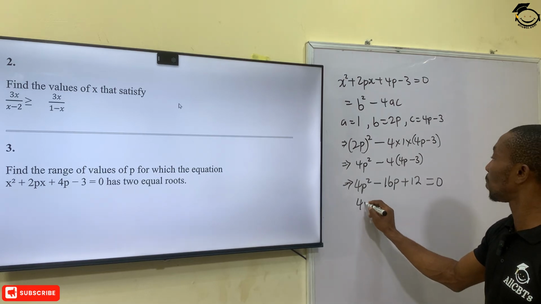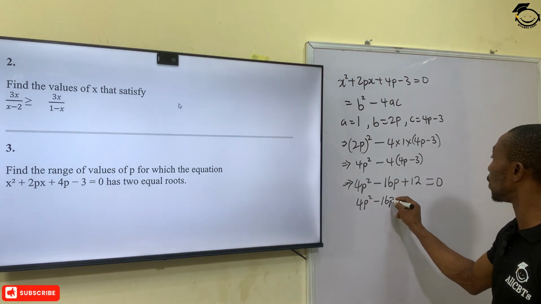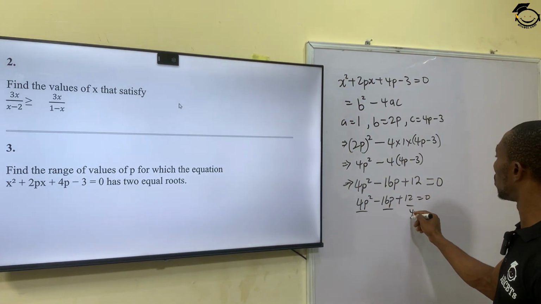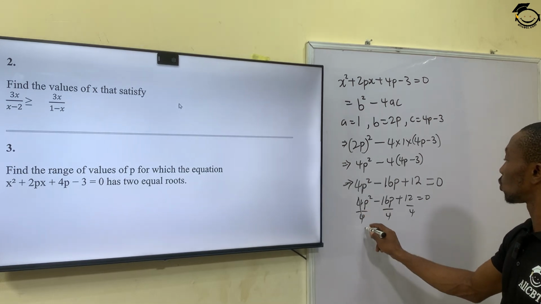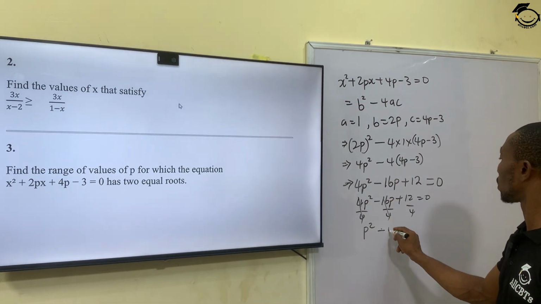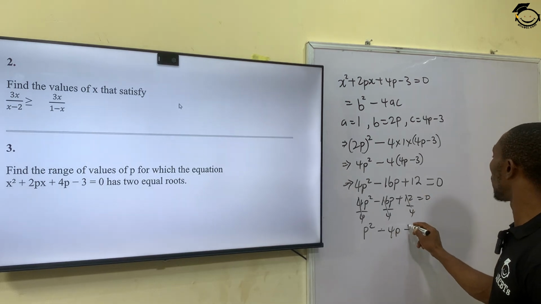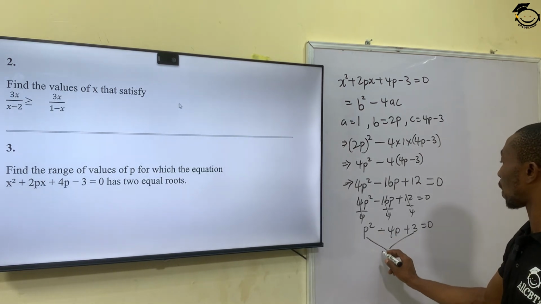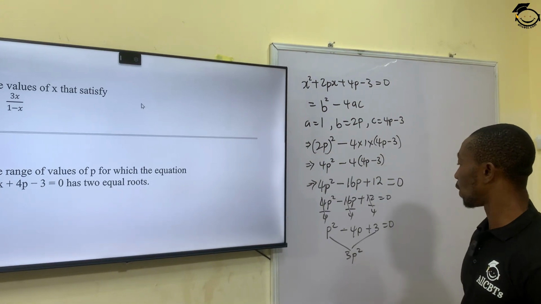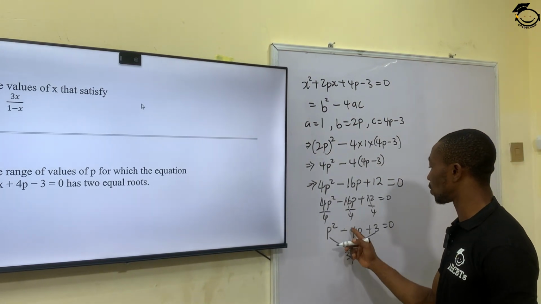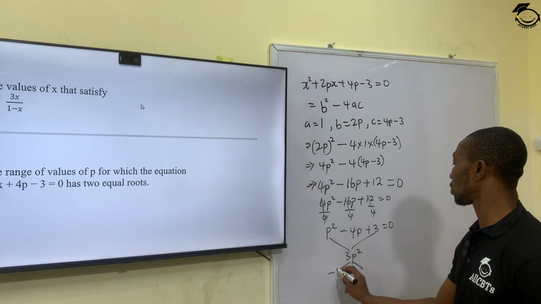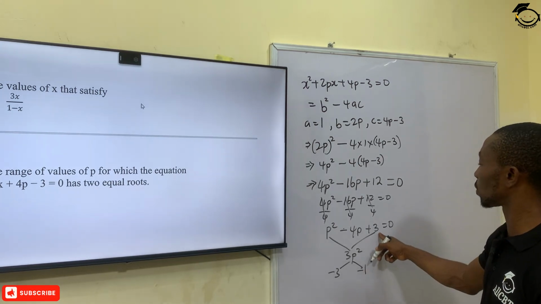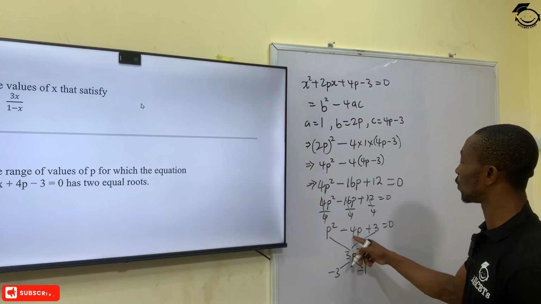Now, having our 4p squared minus 16p plus 12 equals 0, we can divide through with 4 to reduce this. This will give us p squared minus 4p plus 3 equals 0. Now, factorizing this, we are having p squared, now factors of 3 that will give us minus 4. We'll have it as minus 3 and minus 1. Minus 3 times minus 1 will give us a positive 3. Minus 3 plus minus 1 will give us a minus 4.